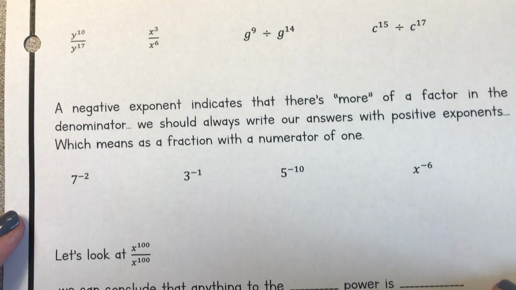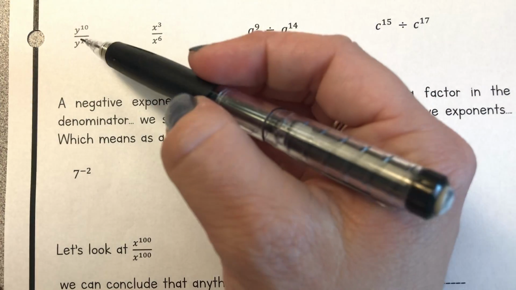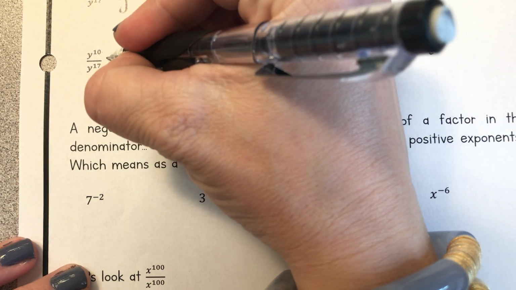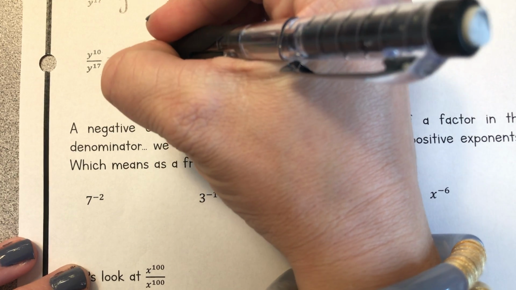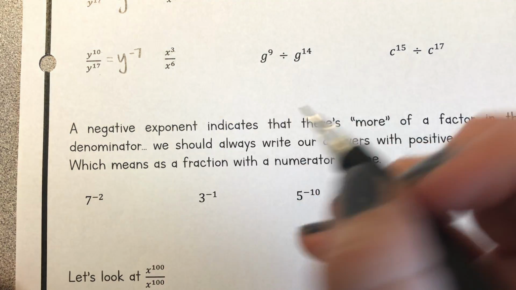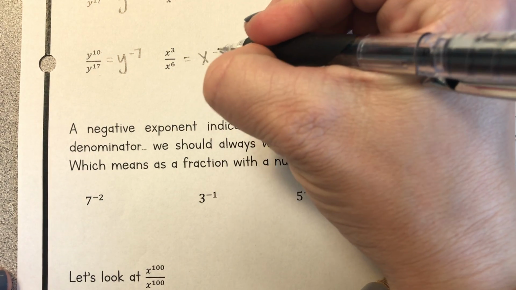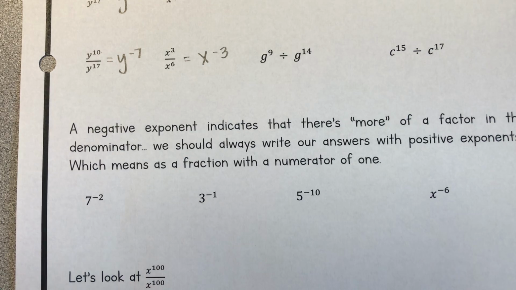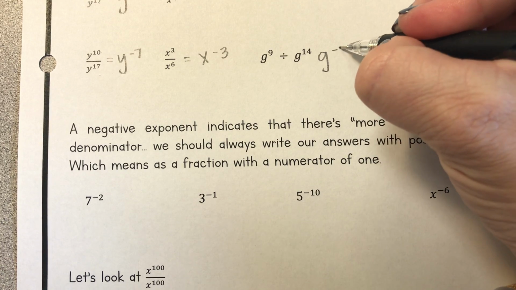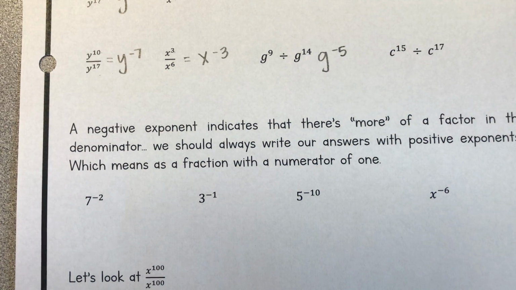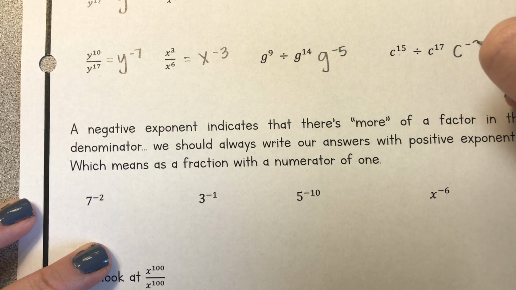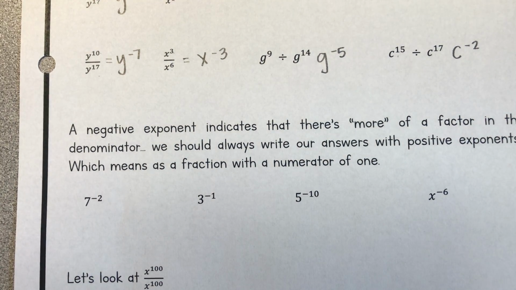So now let's look a little bit down here. Okay, so y to the 10th over y to the 17th, 10 minus 17 is negative 7. 3 minus 6, x to the negative third. 9 minus 14 would be g to the negative 5th power. 15 minus 17 would be c to the power of negative 2.